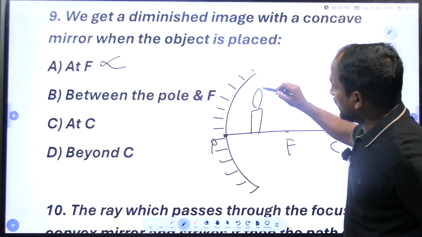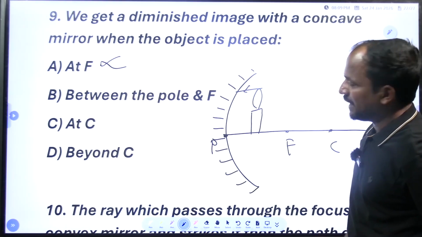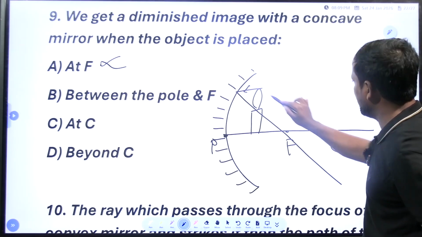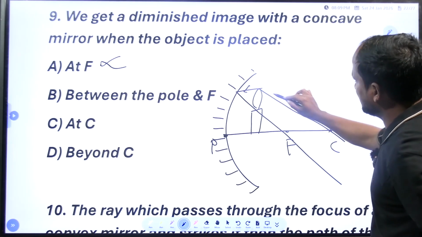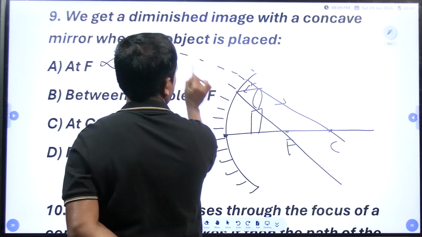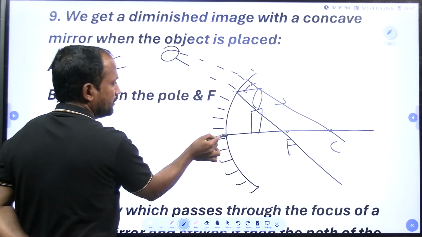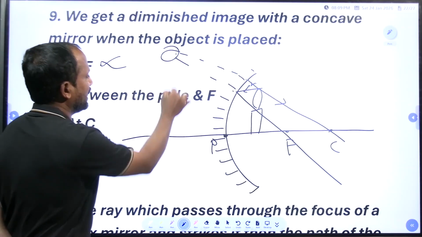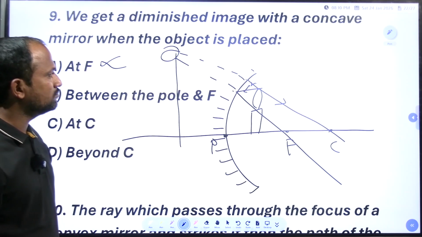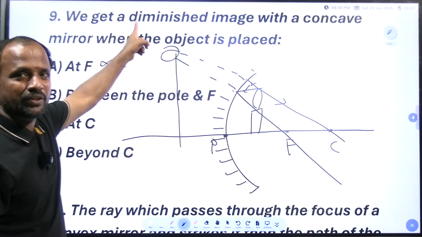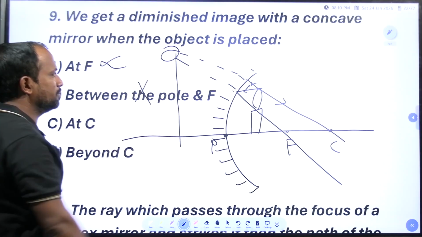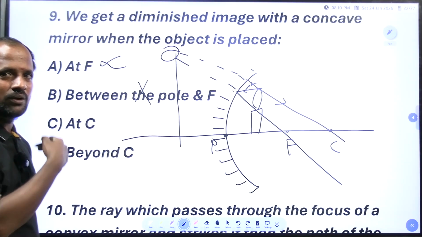In the ray diagram, the parallel ray after reflection passes through the focus, and one more ray you are going to take passes through the center of curvature. The two rays' extended lines you are going to draw are made behind the mirror. So the image is formed behind the mirror, and here you get an enlarged image. But what is asked in the question? Diminished. So it is also a wrong option. We don't want that, we have to eliminate it.